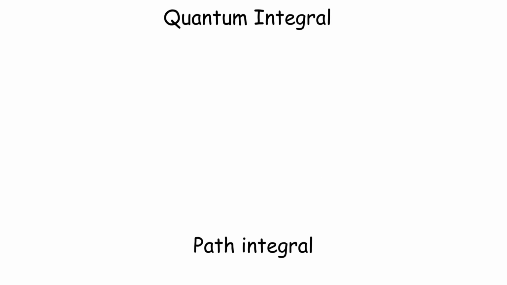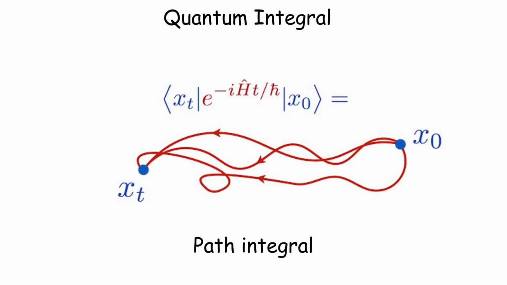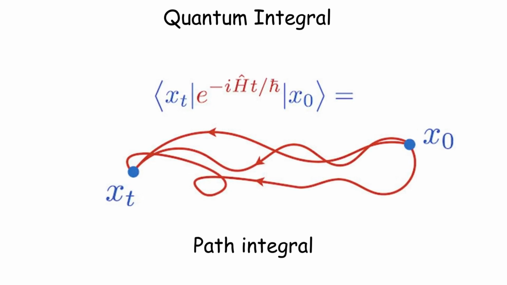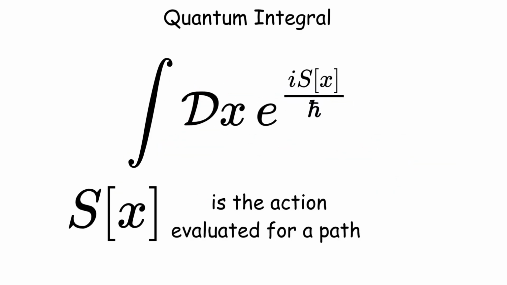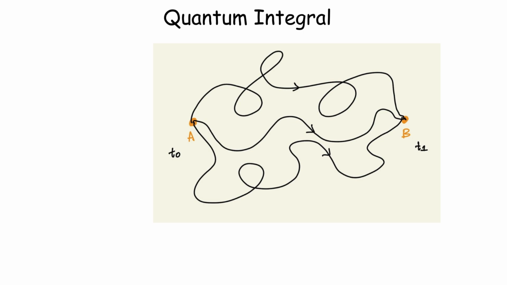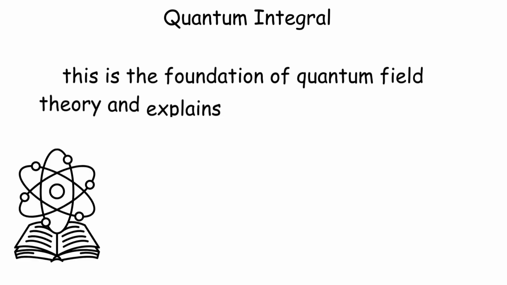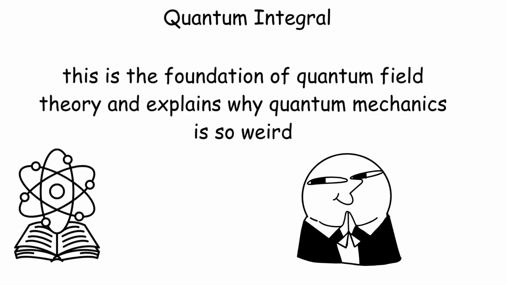Quantum integral, also called path integral. This sums over all possible paths a particle can take between 2 points, using e to the i S over h-bar, where S is the action functional, and you integrate over all possible paths. Imagine a particle going from point A to point B. It doesn't just take one path. It takes every possible path simultaneously, and you add up all their contributions with different phases. This is the foundation of quantum field theory and explains why quantum mechanics is so weird.